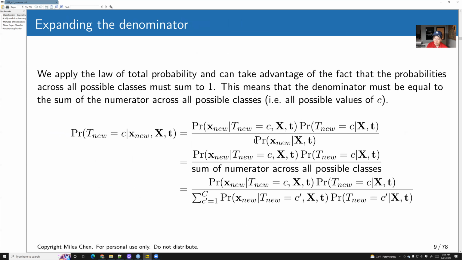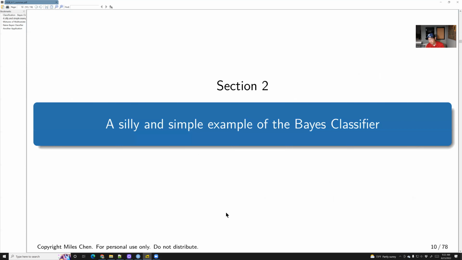Again, this denominator part, we can expand it. We can expand it by summing the numerator across all possible classes. Using the law of total probability, this can be expanded to whatever the numerator is, but considering all of the different possible categories. All right, so let's try out an example. My hope is this example will help clarify what we're talking about.